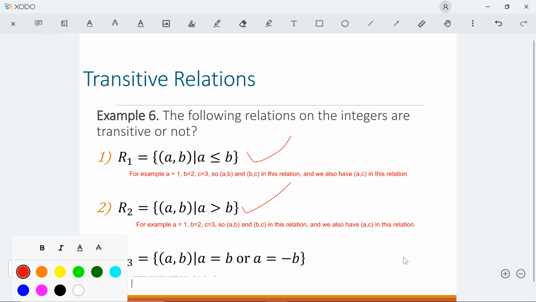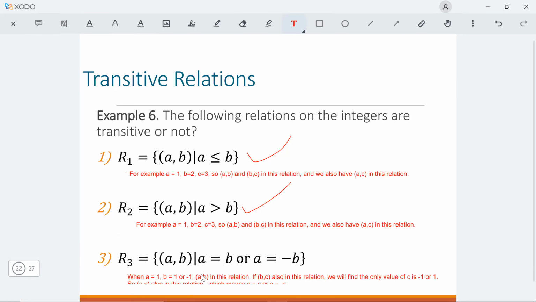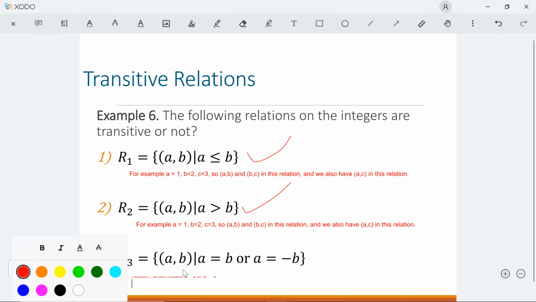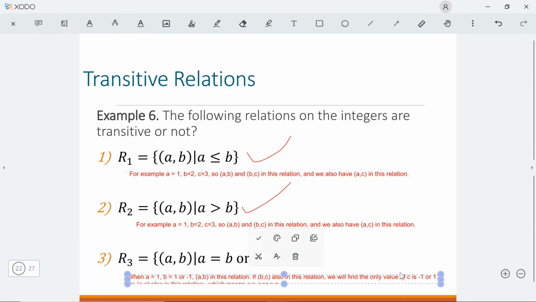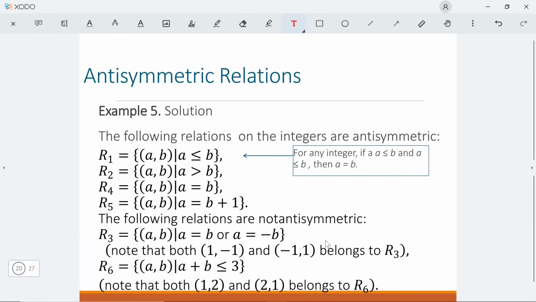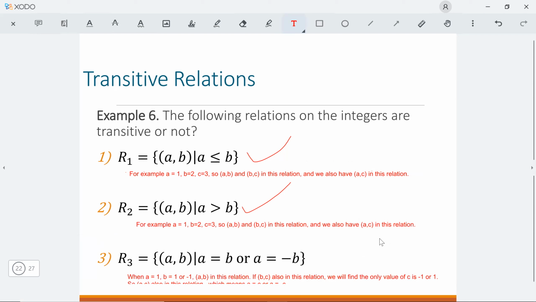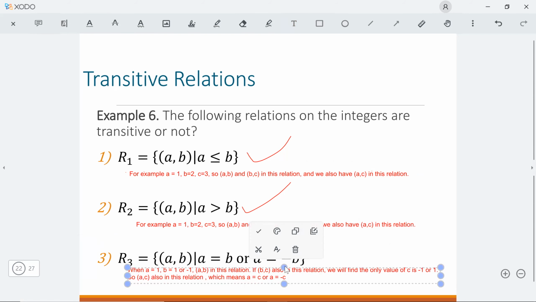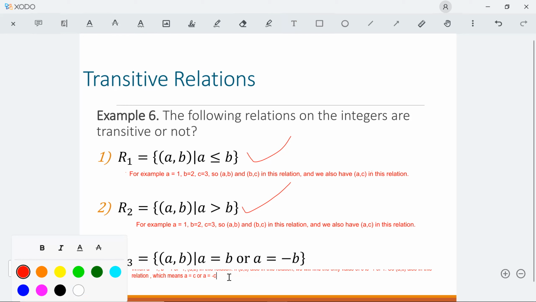Okay. So this is what we have here. Let me move this a little. Let's move back. Okay, so because of this, we have our conclusion. Here we have AC also in this relation.